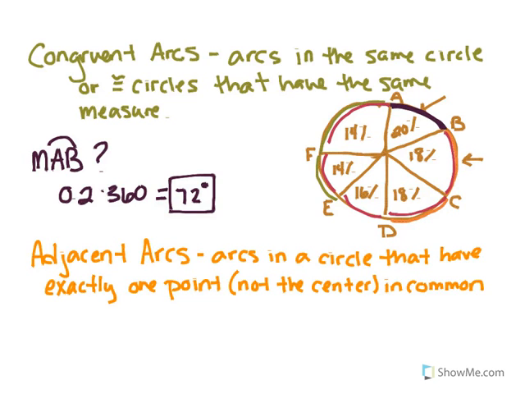Another new word that we have is adjacent arcs, and these are arcs in a circle that have exactly one point, which is not the center of the circle, in common. So if we take a look at the picture above again, I could say that arc AF and arc FE are adjacent arcs because they share the point F in common and nothing else. So those are your adjacent arcs.